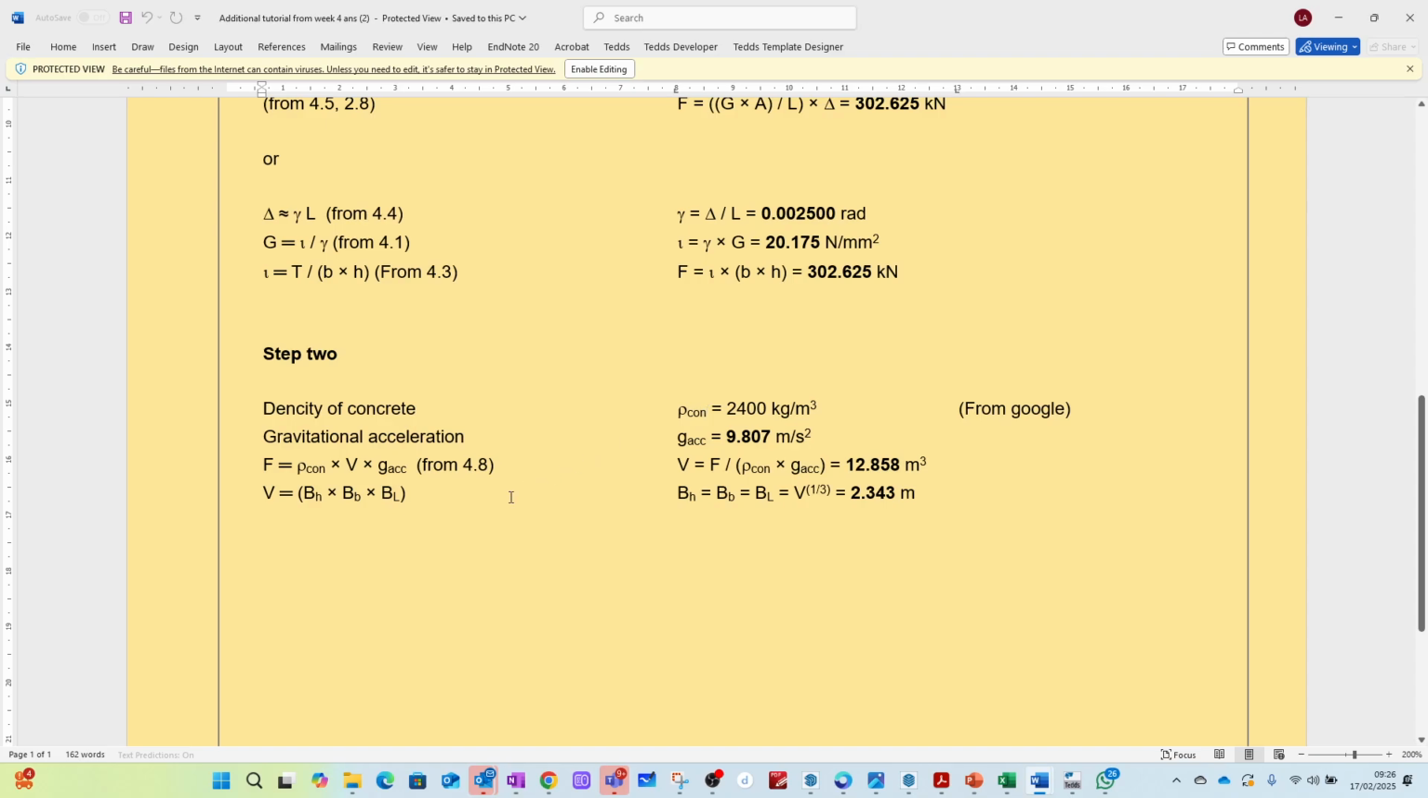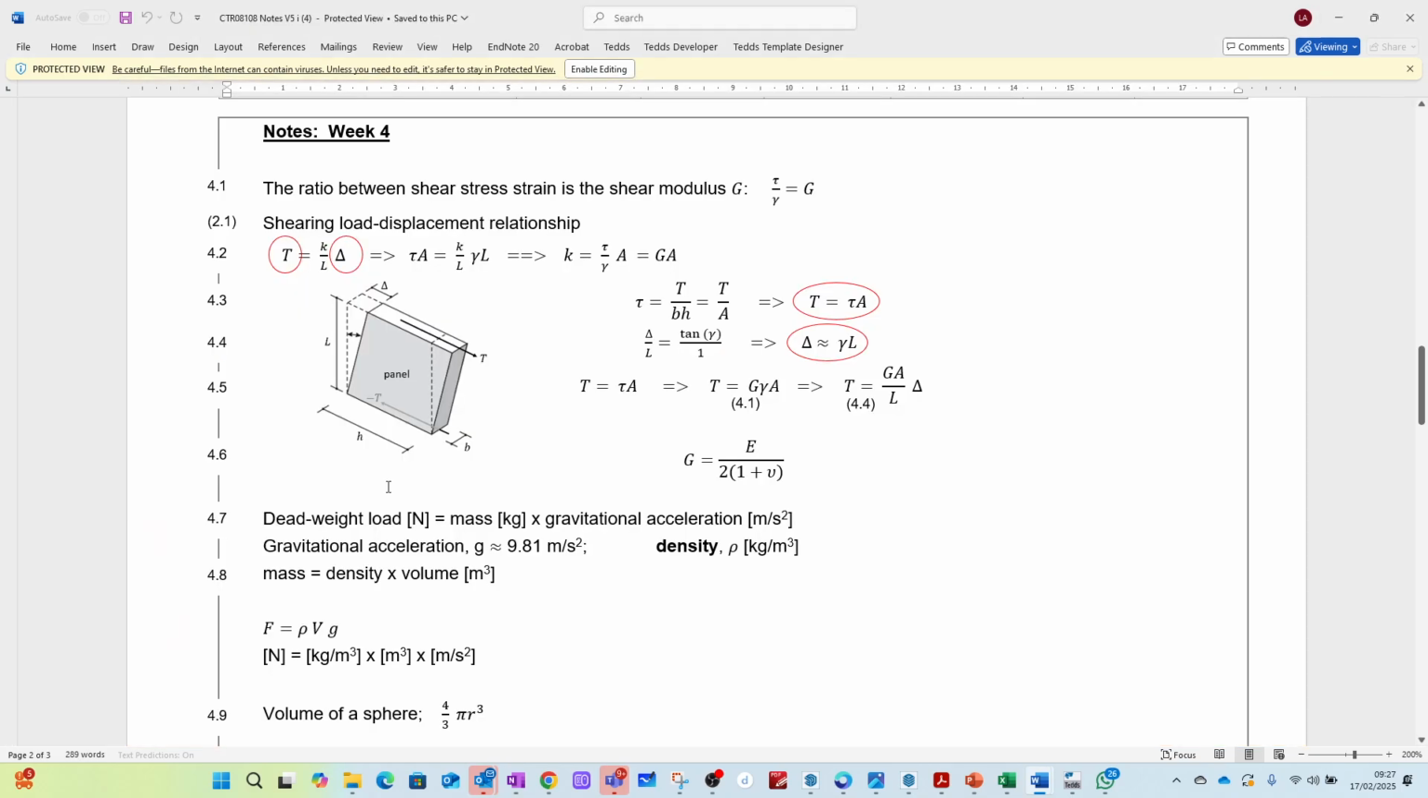Right. So force, we got the rho of concrete. Rho is just like the small lowercase p. Rho of concrete times the volume of concrete times the acceleration of gravity. So my notes here 4.8. That just means equation 4.8 on the sheet that you've got. That's all it means.